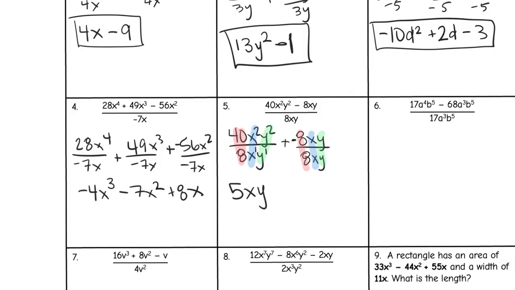All right, when I divide 8 by 8, negative 8 divided by 8 gives me minus 1. X divided by x is just 1, and y divided by y is just 1. So this term is actually just negative 1. And there's my answer. So something very, very complicated turns out to be something rather simple.